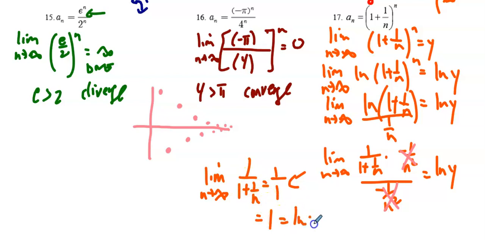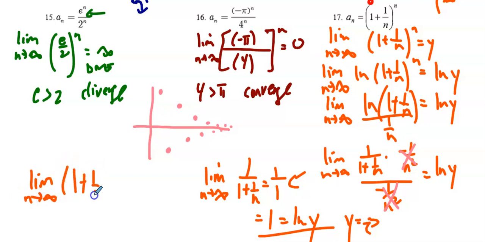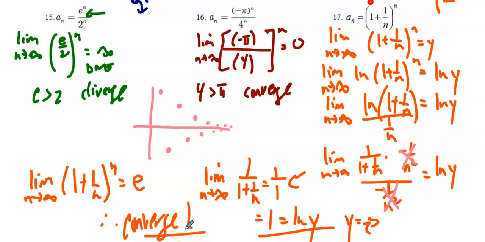But remember, our value we're looking for is 1 is equal to the natural log of y. Well, again, I told you guys that this is already in the form of e, so y actually ends up being e, which means that the limit of this function, 1 plus 1 over n to the nth power, is actually e. Therefore, this sequence will converge. Okay, so that is basically examples for when a sequence converges.